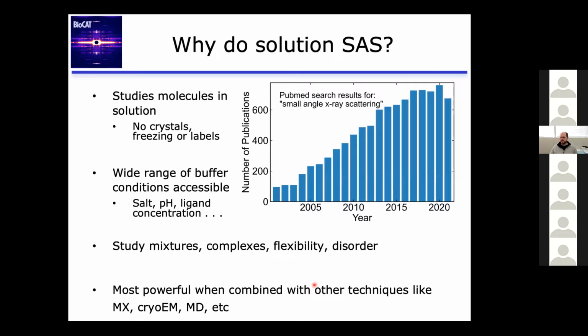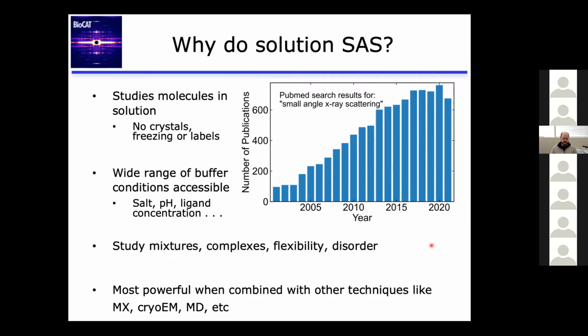So just to put everybody on the same page, I want to spend just a couple minutes talking about solution small angle scattering. And so the idea here, of course, is we study molecules in solution. And this, in many ways, is very advantageous. You don't need crystals, you don't need to freeze it, you don't need labels. There are very few size restrictions. And so it's really a very versatile technique. And I think that's reflected in the growing popularity of the technique over the last 20 or so years.